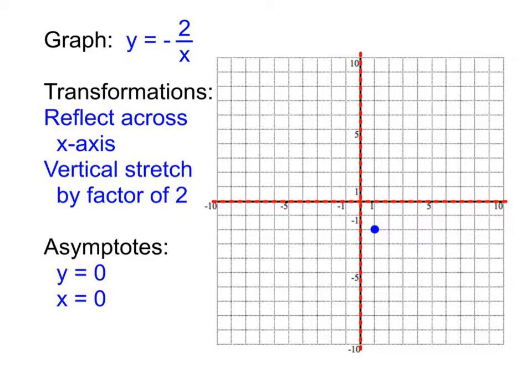So the next point, I would normally go over 2 and up 1/2. Well, of course, we're going to go down now. But instead of going down 1/2, remember I need to go down twice as far. Well, what's 1/2 times 2? 1. So I go over 2 and down 1.